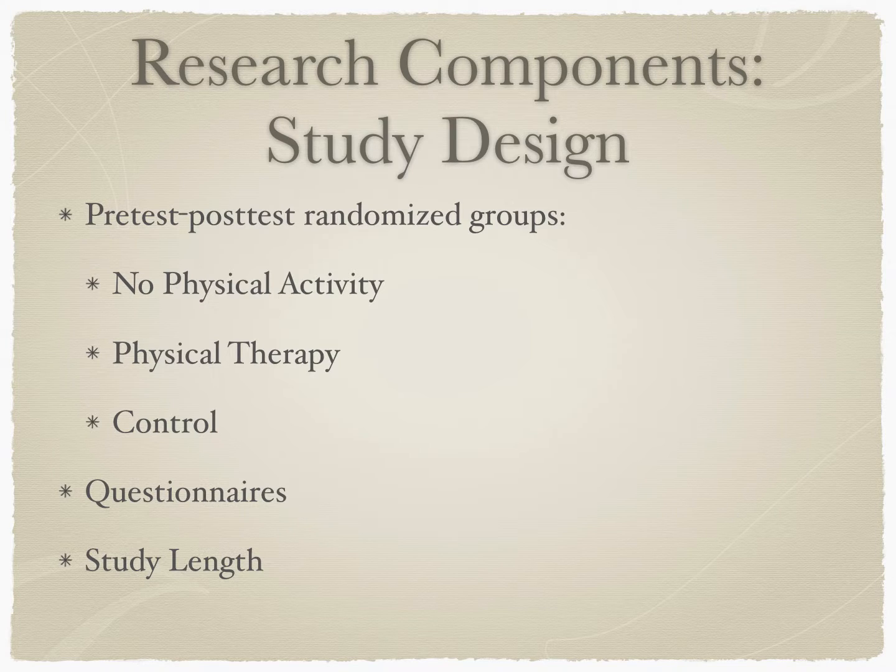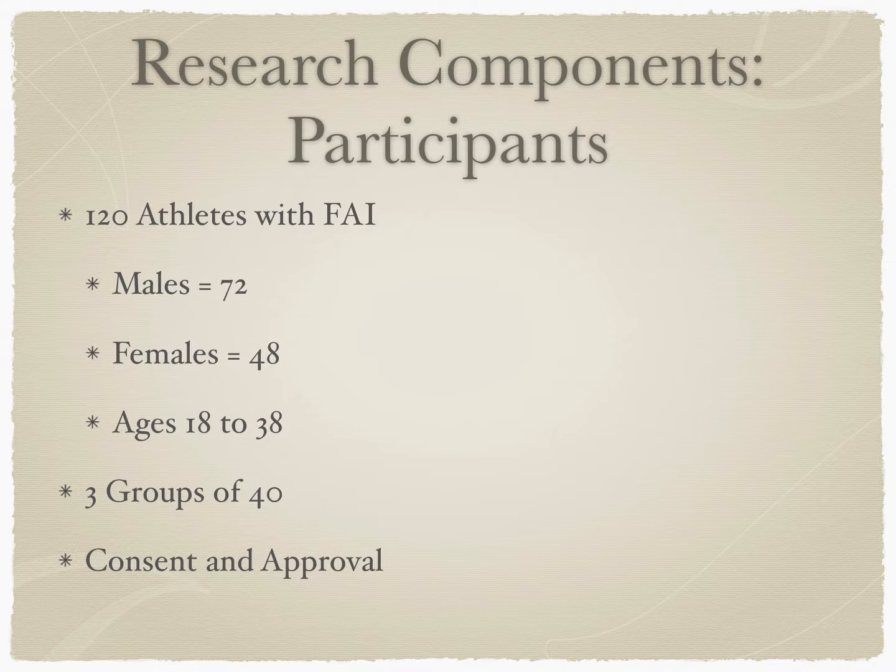The individuals were given 3 questionnaires, which I'll go over a little bit more in just a few moments. The length of the study was 12 weeks. I had 120 athletes with FAI that I studied. 72 were male, 48 were female, ages 18 to 34, and each individual was divided randomly into 3 groups of 40, the groups I had just talked about.